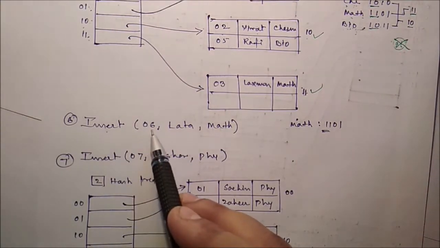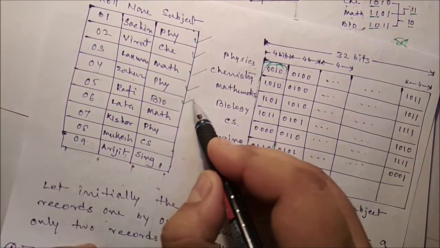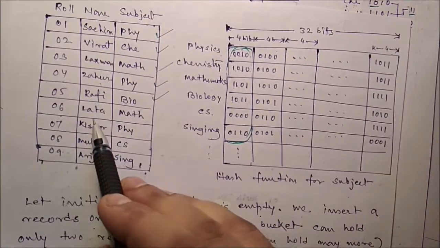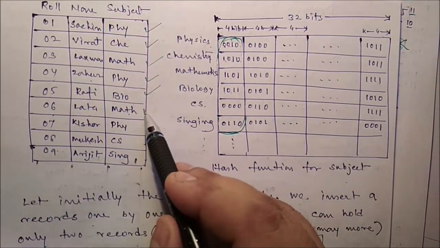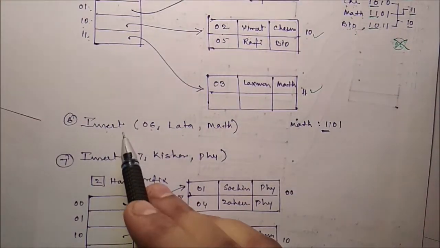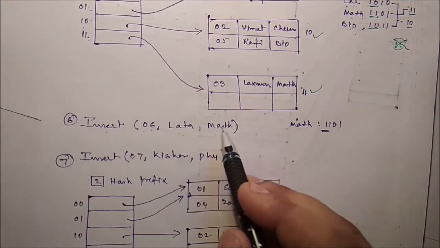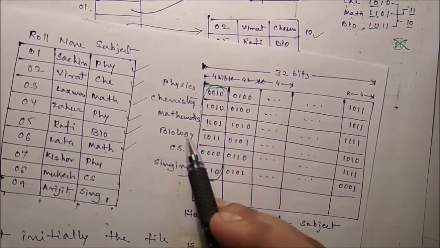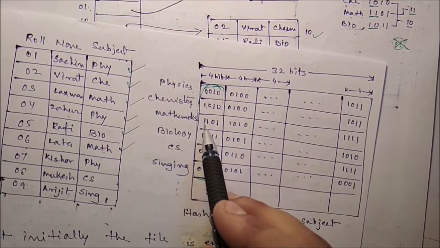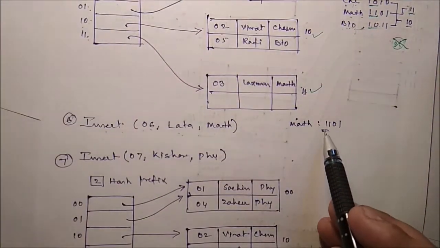Insert roll number 6 Lata maths. Now we have completed all this. Next is what? Roll number 6 Lata and maths. So this particular data we want to insert, 0 6 Lata maths. Now for maths, the first four digits for mathematics is what? 1 1 0 1. So it is 1 1 0 1.